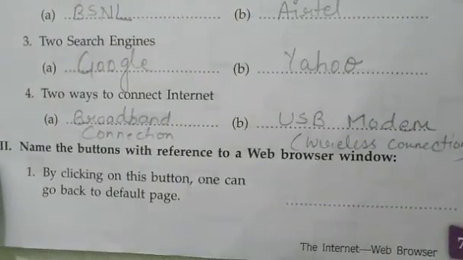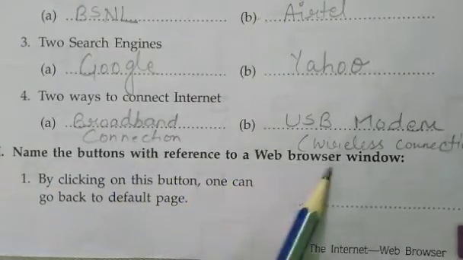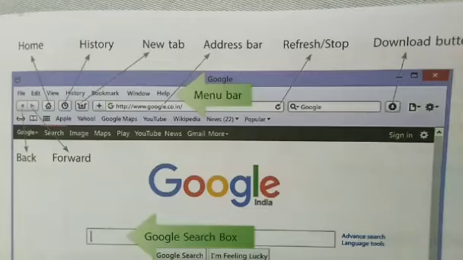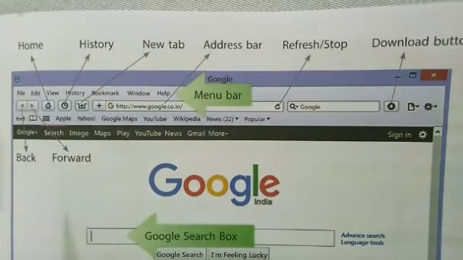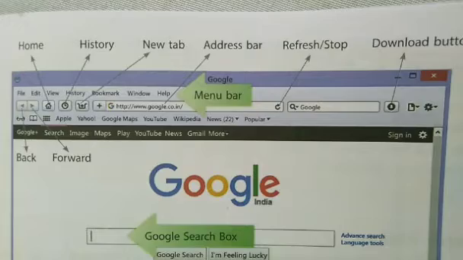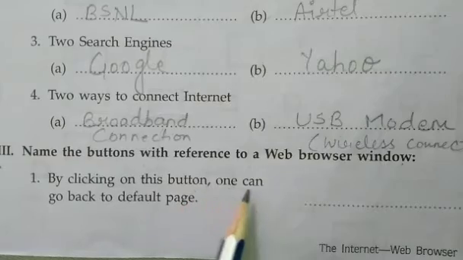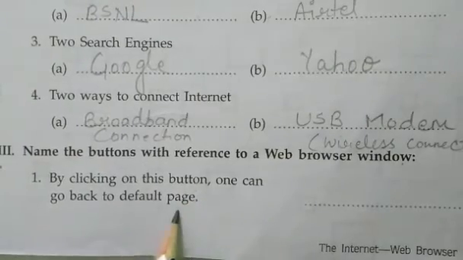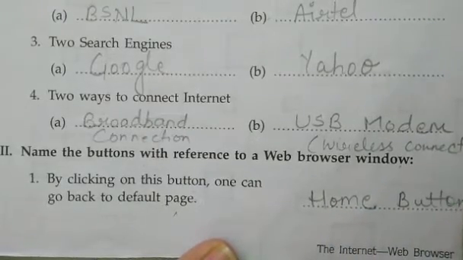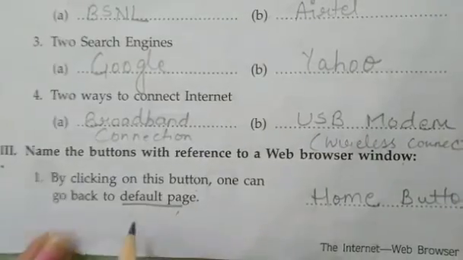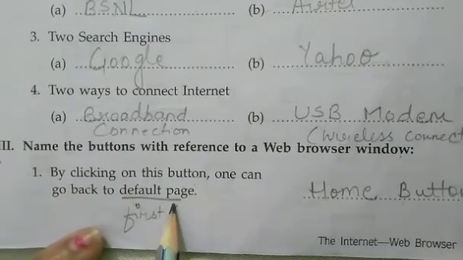So here comes our third question, question number 3. Name the buttons with reference to a web browser window. Now, see children, here a web browser window is given on page number 71. Here are the buttons present on a web browser window. The first is, by clicking on this button, one can go back to the default page. Write down home button. By clicking on the home button, you can go back to the default page, means the first page from where you have started browsing.